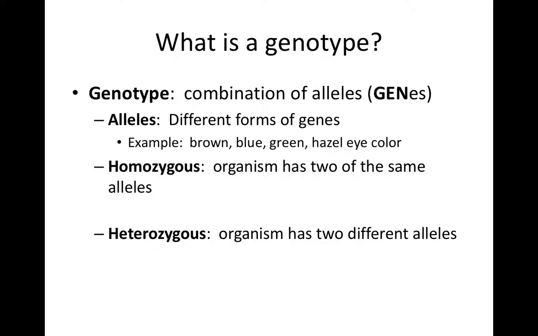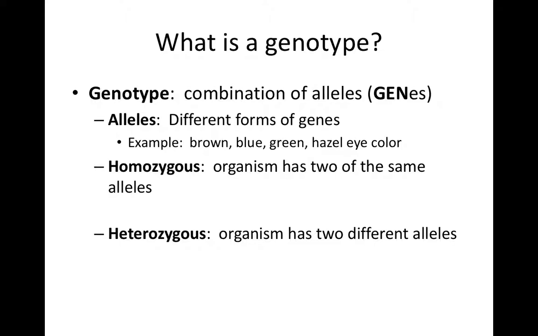What's an example of an allele? For example, eye color gene. There are several different alleles for the eye color gene, including brown, blue, green, hazel. Those are all the different colors that you can have of eyes. Another gene, hair color gene, examples of alleles for hair color gene would be brown, black, red, or blonde. Those would all be alleles for the hair color gene.